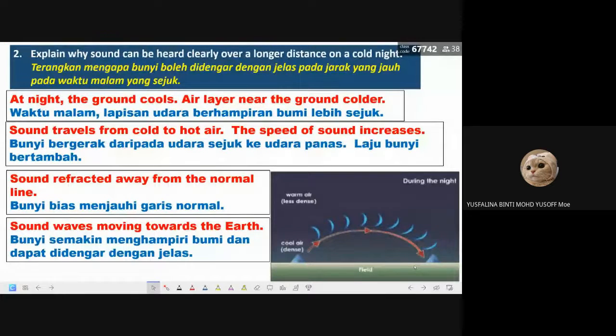It is similar with water also. Water is because of the depth of the water. This one is the same as light, due to the difference in density.